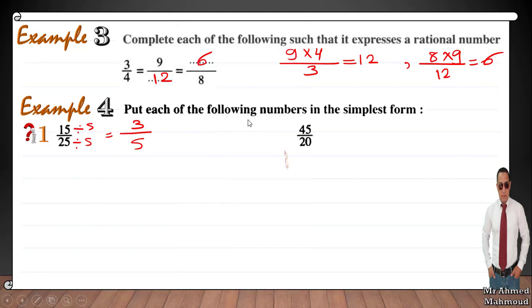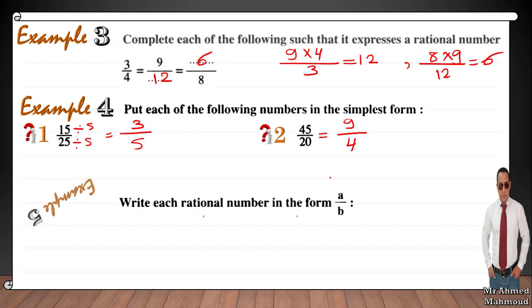The next one, 45 over 20. 45 and 20 are in the times table of 5, so I'm going to divide by 5. 45 divided by 5 equals 9, and 20 divided by 5 equals 4. Now write each rational number in the form a over b. Here we have negative 5. Negative 5 is written as negative 5 over 1.